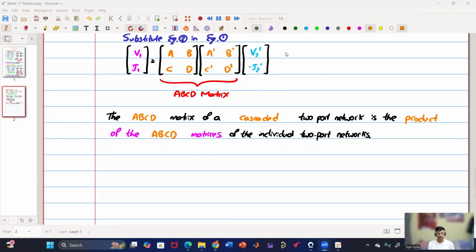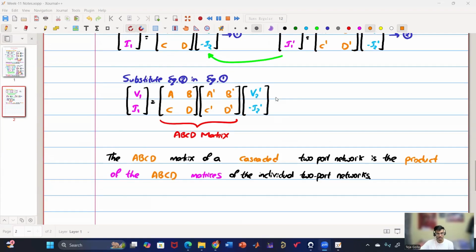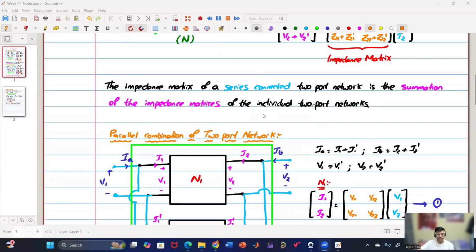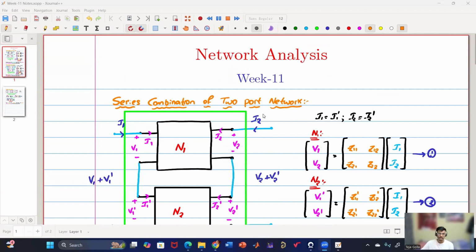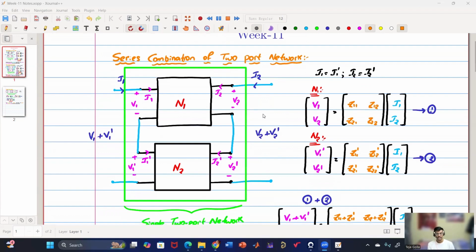Yes, sir. Okay, so in that case, let me summarize, because now we are going to solve a few problems. So this week it is all about series, parallel, as well as cascaded combination of two-port networks. We started with the series combination of two-port networks, where we connected two networks in series. Because they are connected in series, currents will be the same and voltages will be added. So it will be easier for us to consider Z parameters, because in that case we can simply add both equation 1 as well as equation 2.